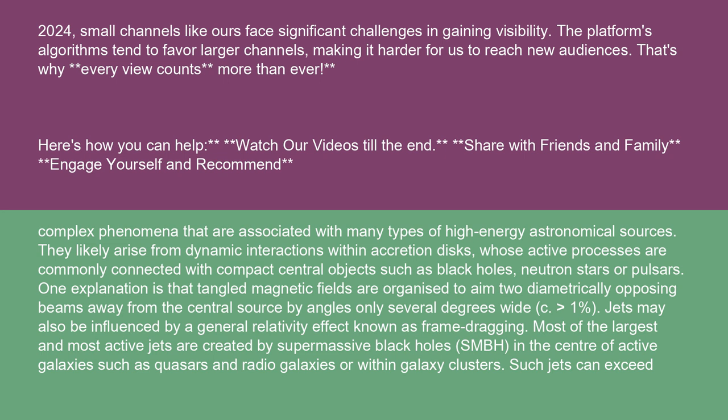One explanation is that tangled magnetic fields are organized to aim two diametrically opposing beams away from the central source by angles only several degrees wide, with v greater than 1% of c. Jets may also be influenced by a general relativity effect known as frame dragging.